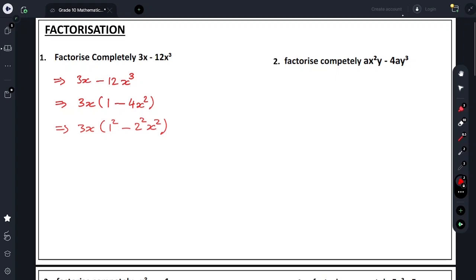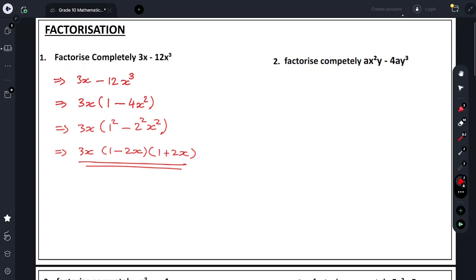So for them to say factorize completely, once you notice that this can be expressed like this, you realize that this is a difference of two squares because there is a minus here. So you need to further factorize this difference of two squares. You write 3x, open brackets 1 minus 2x, close, then open again, 1 plus 2x, like that. So this is factorizing completely, so you can leave it there. If there's any question, you can ask in the comment section in the group.